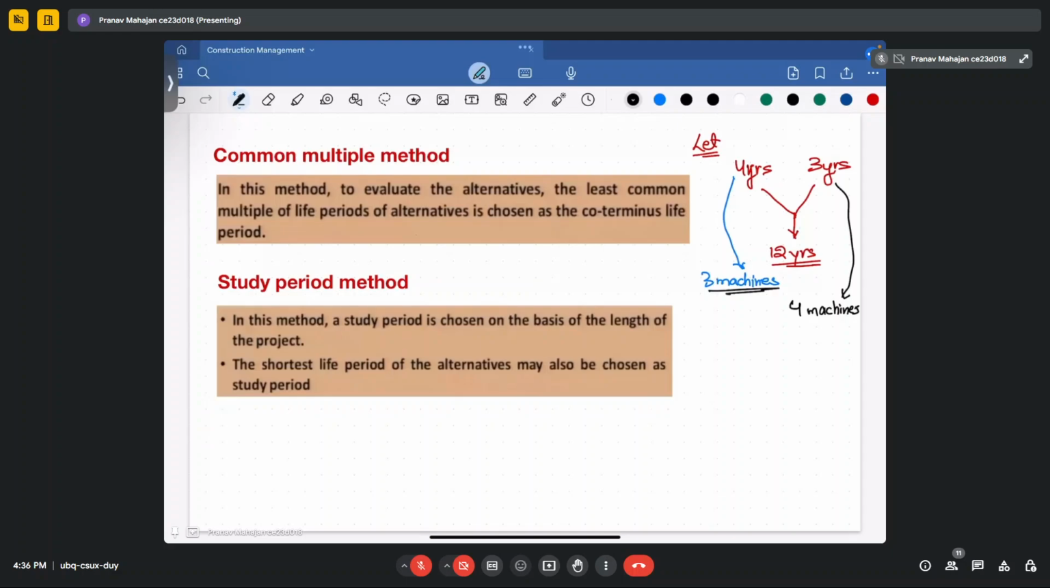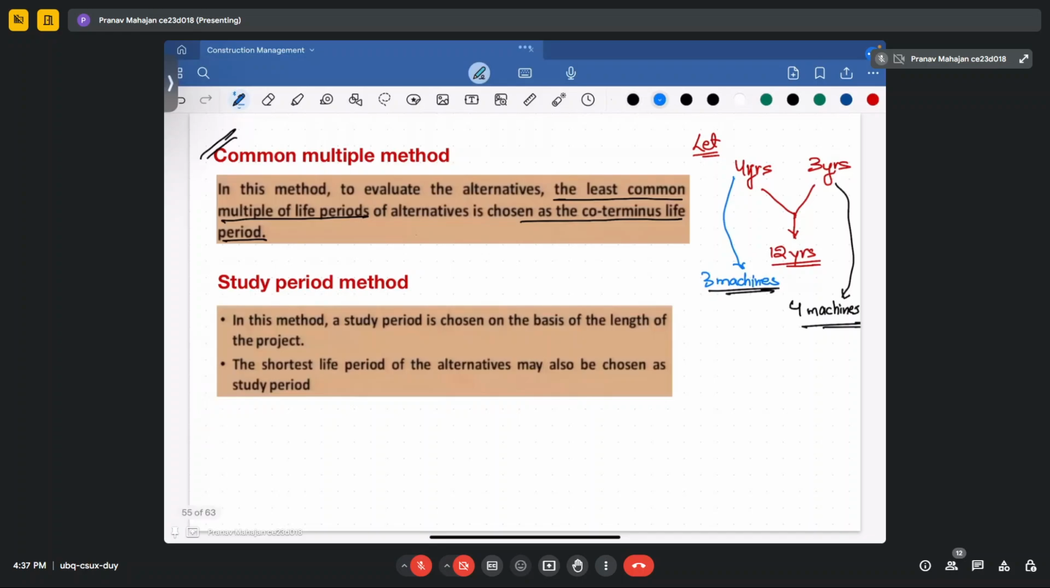We will see the rate of return from both cases, and the one which is giving us more money, we will take into consideration. That is the common multiple method. So in this method, to evaluate the alternatives, the least common multiple of the life periods, that is the least common multiple of 4 and 3 years, which is 12 years, is chosen as the coterminous life period. So in one case you consider three machines, in the other case four machines, and then you calculate the return from these machines and say which machine is more beneficial for you.